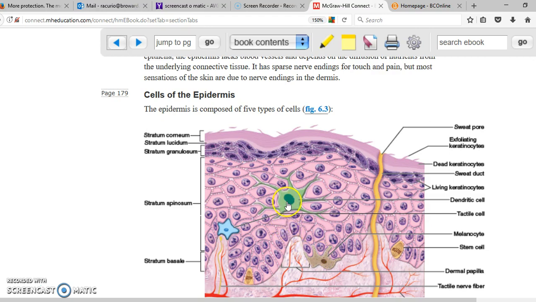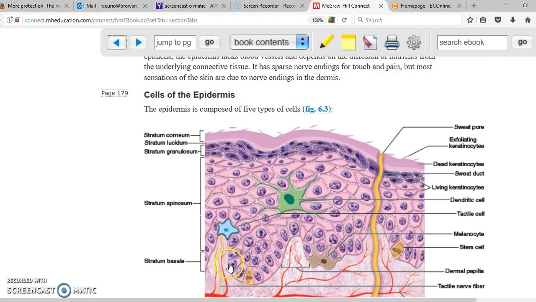Other type of cells that we have in there are going to be dendritic cells. The dendritic cells are going to be part of our immune system that is going to help defend our body in case that some bacteria get inside. These are the very first cells that are going to start fighting. We have other cells in here, tactile cells, that are going to be part of receptors that are going to help us touch things and identify things that we are touching, for example, with our fingers. Okay, so these are the cells that we have right here.